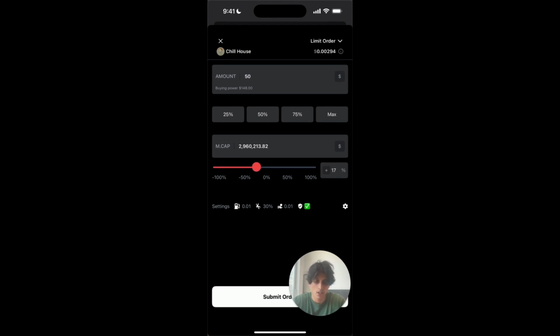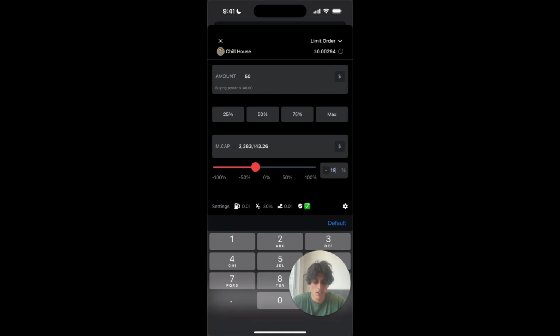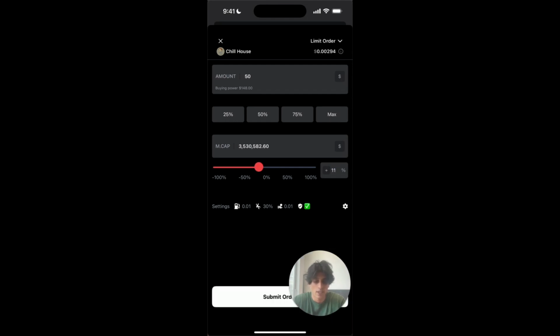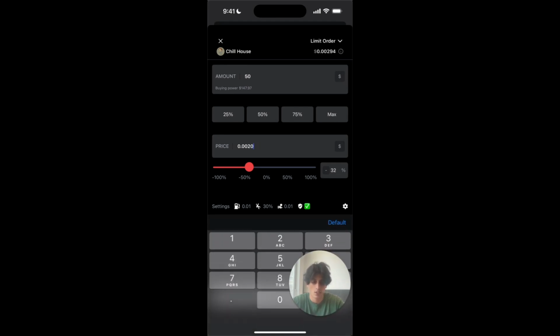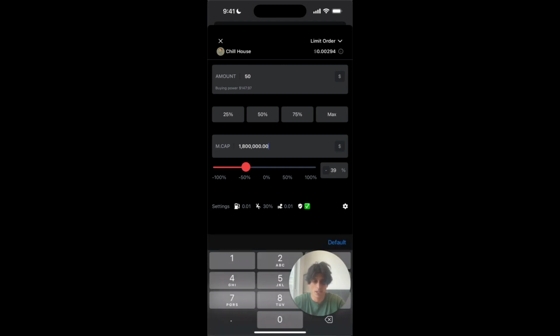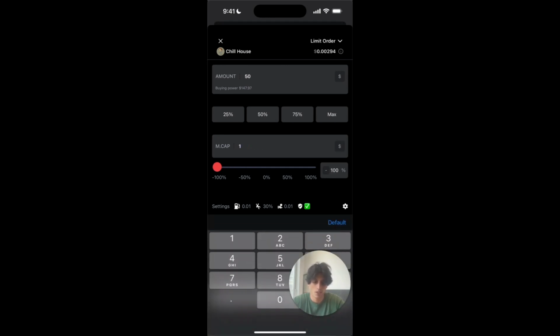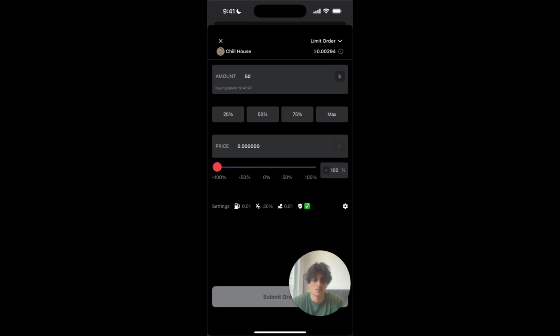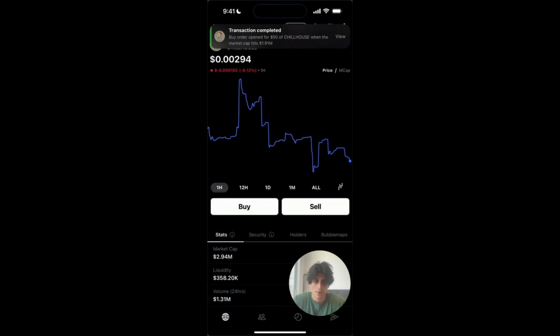So I'm buying the dip, and I can either input how much I want it to go up by or down by. And then I can also toggle between if I want to do it by market cap, by percentage, or the actual price. So if you want to be very granular, you can do the price. So sell when it's at this price, or you can do it by market cap here as well. Whatever you want to do. I like to usually think in terms of market cap. So I'm going to buy Chill House when it goes down to 1.9 million. I'll put a sell order here. Sorry, I'll put a buy order here.